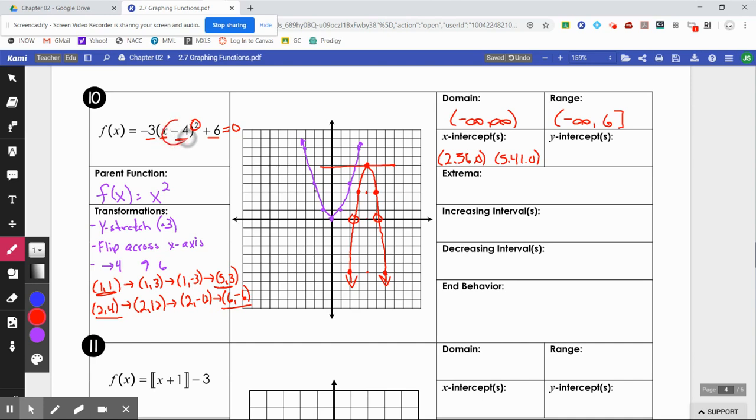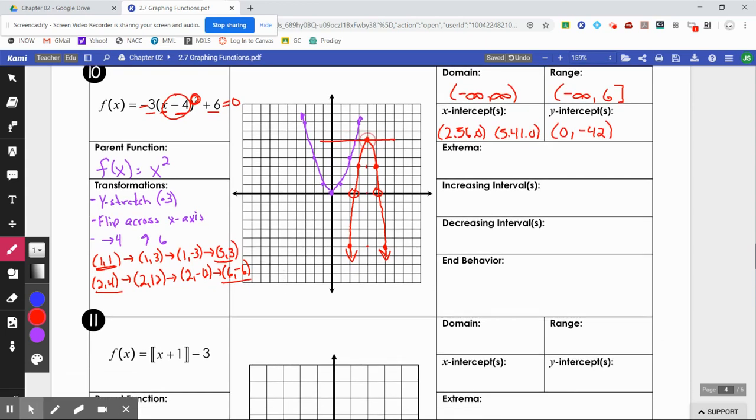0 minus 4 is -4, squared is 16, times -3 is -48, plus 6 is -42, so that'd be 0, comma, -42 is your y-intercept. You do have an extreme value at your vertex, and again, it was located at 4, 6, and that was an absolute max.